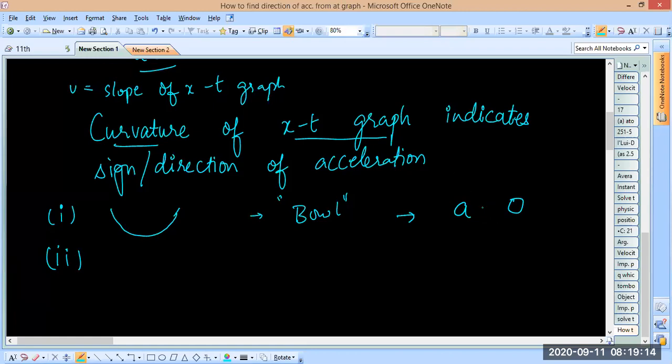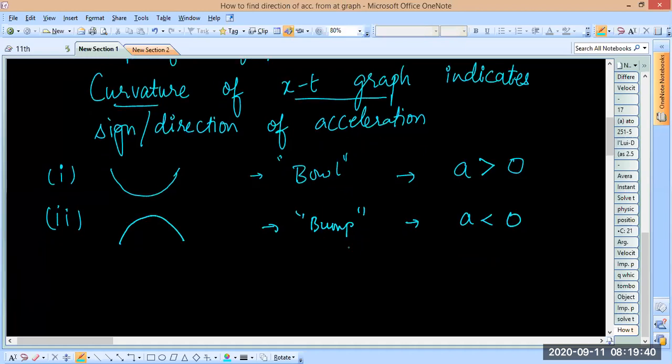Okay, I made a mistake. I'm so sorry. I just wrote it opposite. If the xt graph is like a bowl, acceleration is greater than zero, and if the xt graph is like a bump, if this kind of curve is there, then that would indicate acceleration is less than zero, right? Actually, there's one easy trick to remember. Bump means you'll have to decrease the speed, isn't it? So you can remember that acceleration is less than zero for a bump.